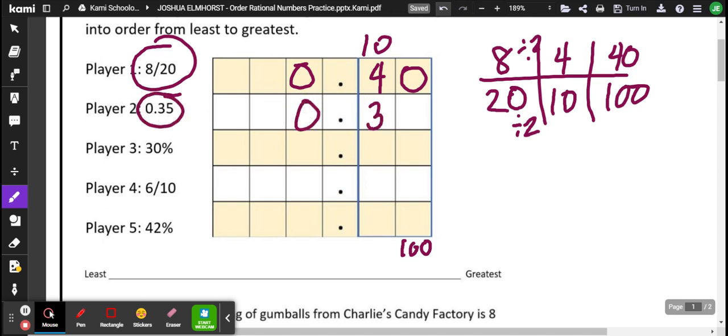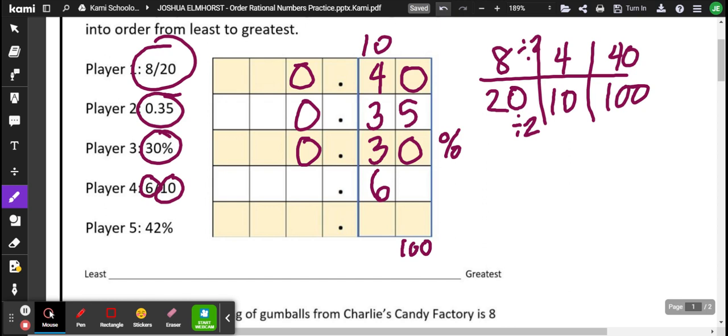So the next one we don't need to convert. It's 35 hundredths is given. And then we have 30%. 30% means 30 out of 100. So it's 30 hundredths would already be given. And then we have 6 in the tenths place value. Then we fill it in. And then 42% is 42 out of 100 or 42 hundredths.